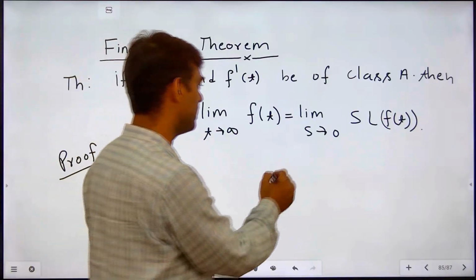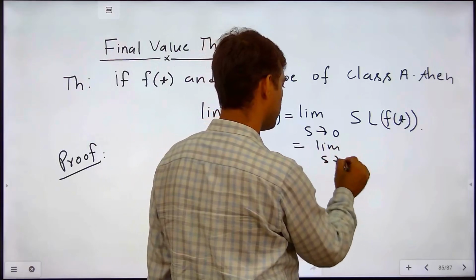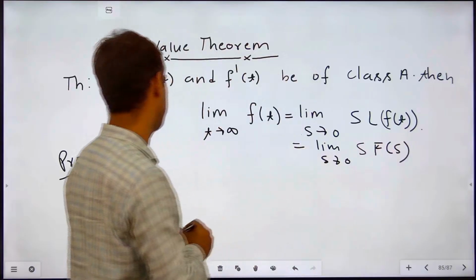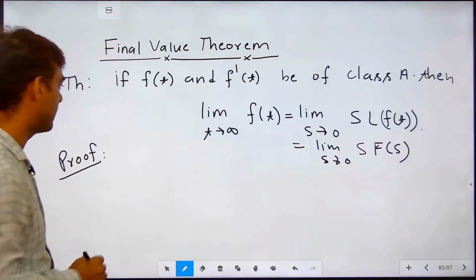We may also write this expression as the limit s tends to 0 of s times the Laplace transform of f(t), that is s F(s). So, how do we prove this one? Again we use the result of a derivative.